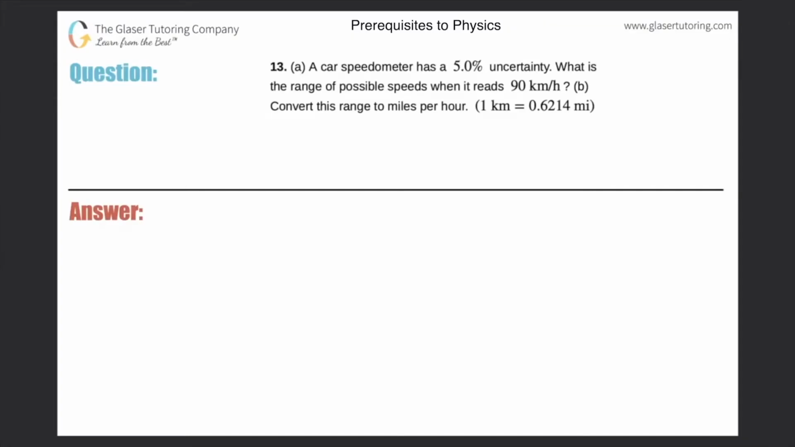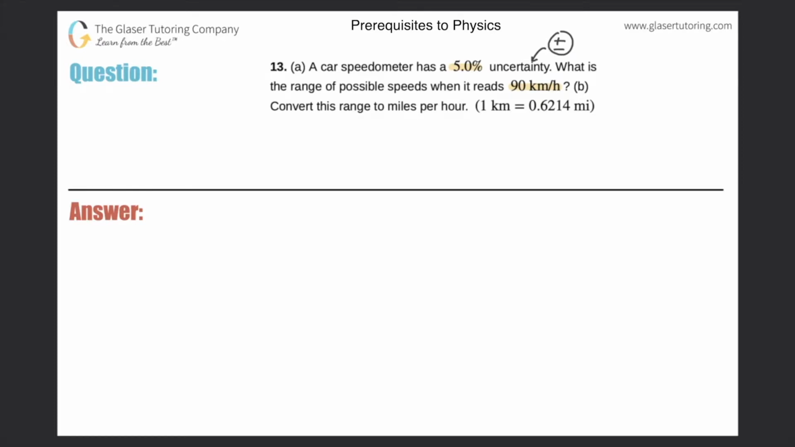Number 13. A car speedometer has a 5% uncertainty. What is the range of possible speeds when it reads 90 kilometers per hour? Basically, uncertainty means that we're unsure of our measurement, either plus 5% or minus 5%. Remember, uncertainty always comes along with this plus or minus value.